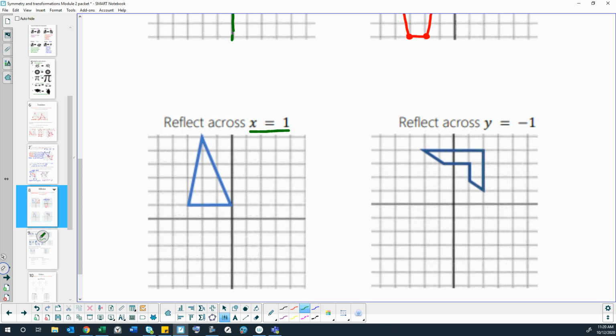Does anyone remember where the line x equals 1 is? So x equals 1 is just a straight line. Is it a horizontal line or a vertical line? Remember when we have x equals a number, is that going to be a horizontal line or a vertical line? Think about where the x values are. Where do we go if x equals 1? Would we go left or right or up or down? For x equals 1, where would we go with that?